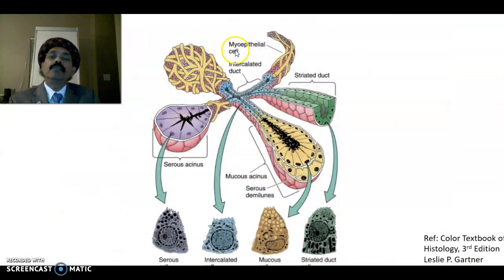So this is the picture of salivary glands. We have the parotid gland. It is a purely serous gland. It contains serous acinus. We have the submaxillary and the sublingual glands. Those are mixed glands. They contain both serous acinus as well as mucous acinus. Today we'll discuss the serous acinus.